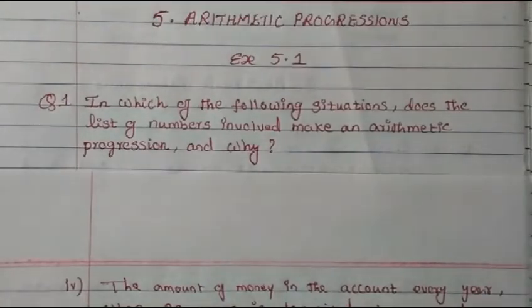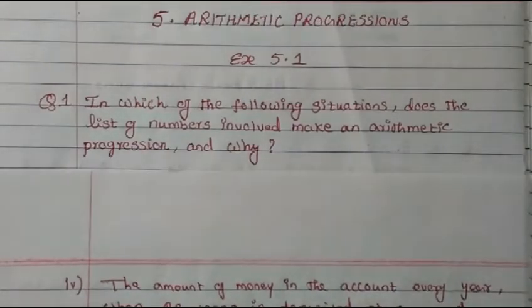Today we are going to study from class 10th chapter 5 arithmetic progressions. Exercise 5.1 question 1. In which of the following situations does the list of numbers involved make an arithmetic progression and why? Already we have seen the three parts. In this video we will see the fourth part.